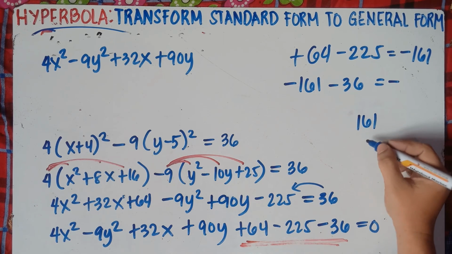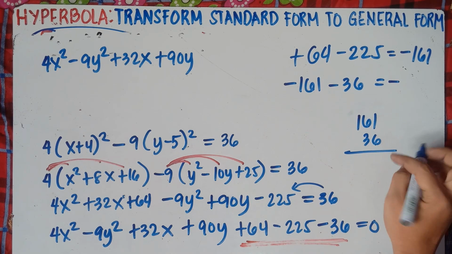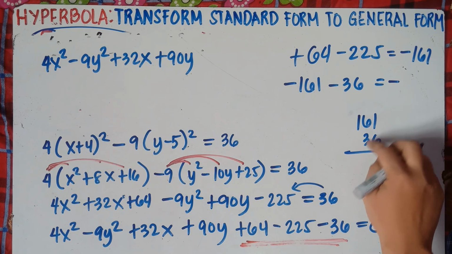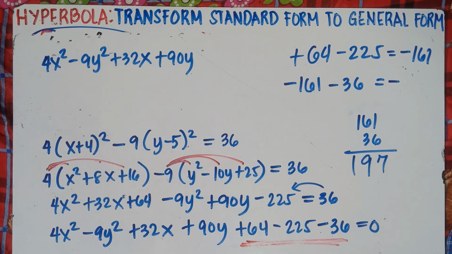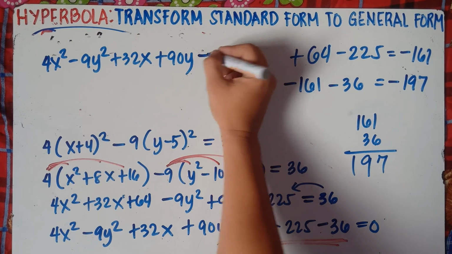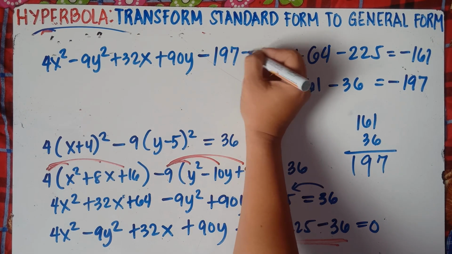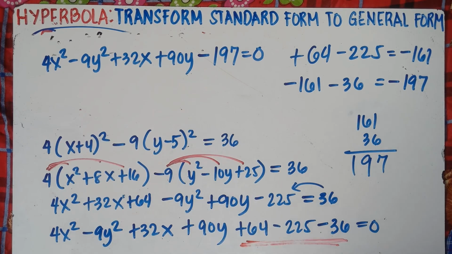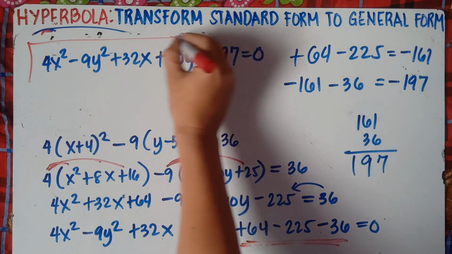So let's add. 161 plus 36. 1 plus 6 is 7. 6 plus 3 is 9, then 1. 197. So negative 197. Alright, so this will be minus 197 equals 0. That's it, all set for number 4.